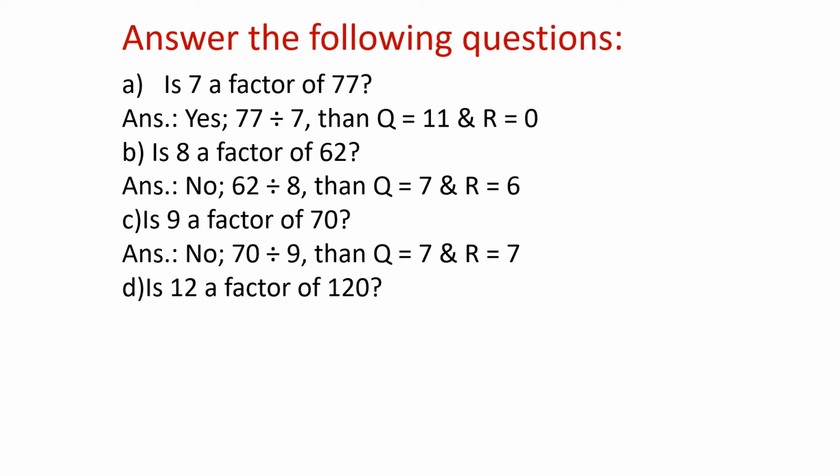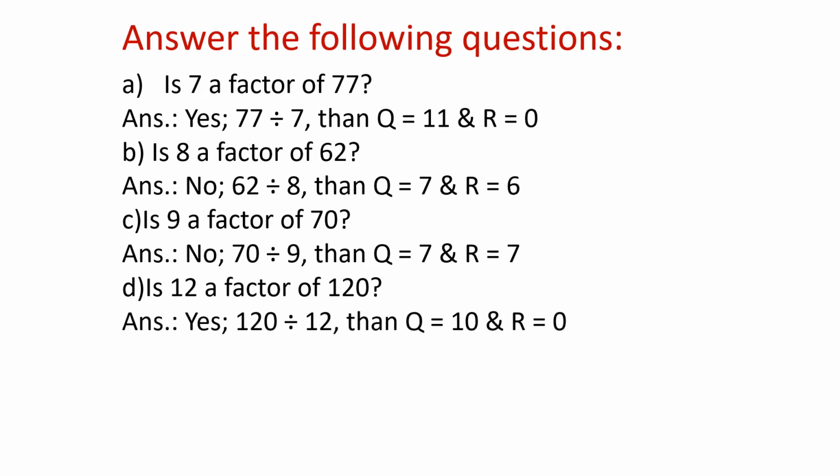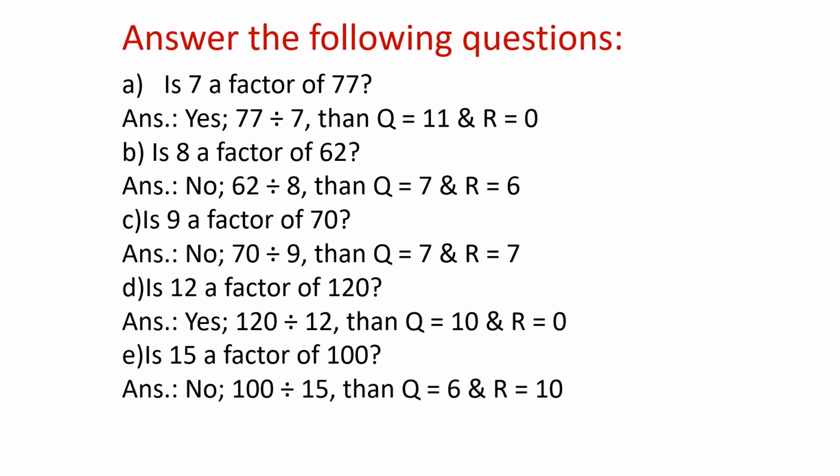Question number D. Is 12 a factor of 120? And the answer is yes, because if we divide 120 by 12, then the quotient is equal to 10 and the remainder is equal to 0. Question number E. Is 15 a factor of 100? And the answer is no, because if we divide 100 by 15, then the quotient is equal to 6 and the remainder is equal to 10.